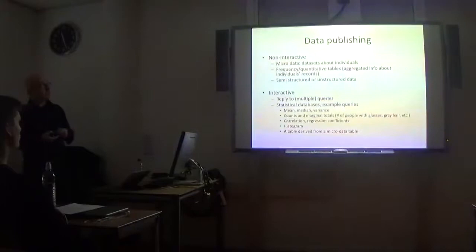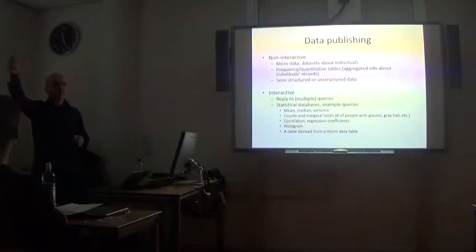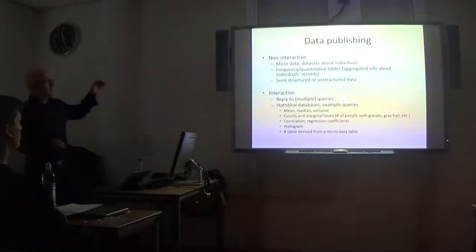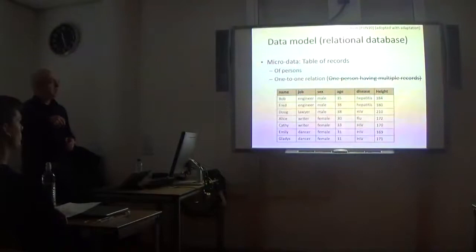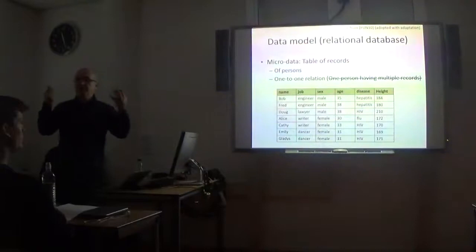The first part is non-interactive: I give you the income of everybody in this room, and then you can see how much Alphonse earns or how much I earn or how much you earn. Anyway, in this course, the talk will focus mainly on this type of data, microdata. Microdata is a table. Every row is one person. Like this is the hospital table, for example. This is the patient, and you put some demographic information like job, gender, and age, and what kind of disease he has, and, for example, something about his height.